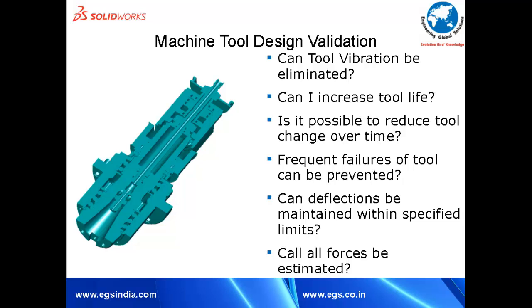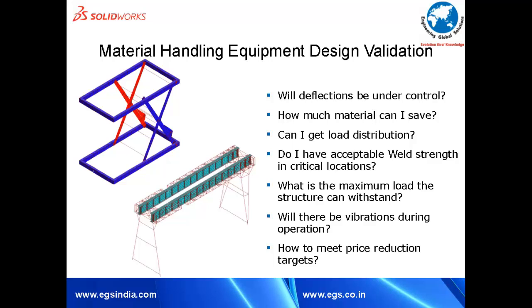Material handling equipment design validation. What you see on the left is a scissor jack. Imagine a scissor jack which is supposed to lift a payload of 3 tons. The superstructure weighs 1.2 tons. The structure below the top frame weighs 1.9 tons. So 3.1 tons is the total structure. The payload is 3 tons.